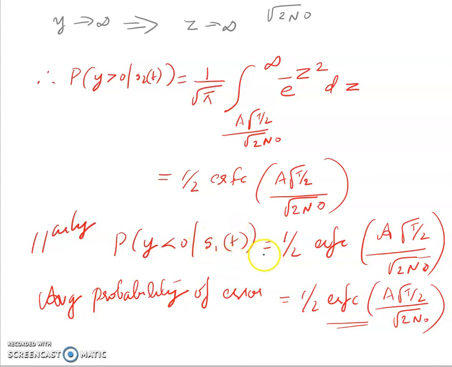Similarly, for s1(t) transmitted, the error will be the same. So the average probability of error will again be the same.